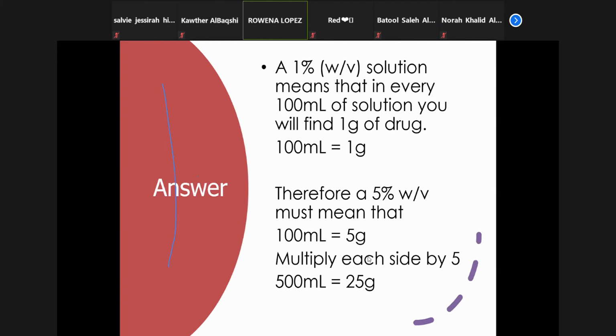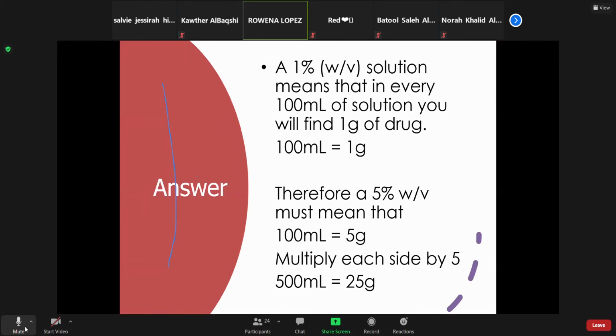So sorry, Batul, you only have half of the chocolate. I will eat the half, okay?